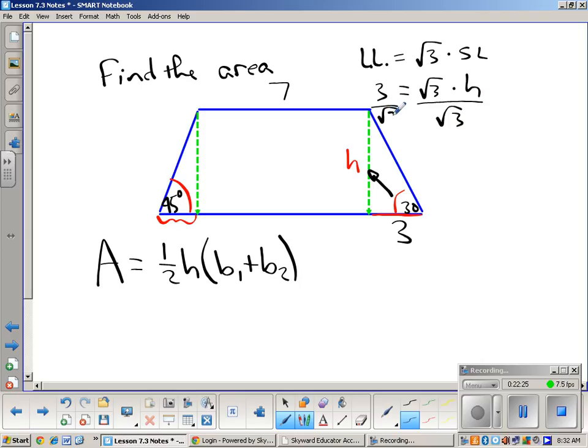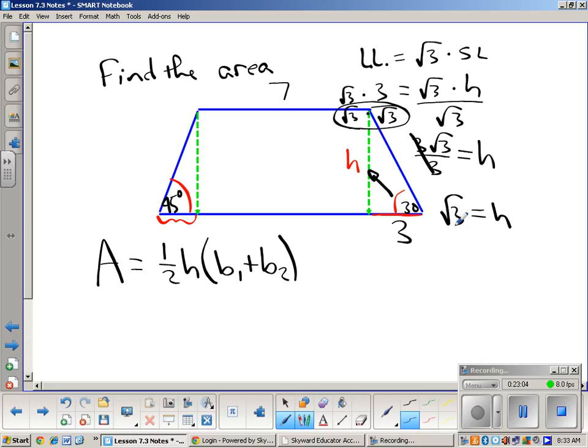Divide by square root of 3, right? So if I multiply top and bottom by square root of 3, then I can rationalize my denominator, correct? So on top I get 3 square root of 3, and on the bottom I get 3. Does anything reduce? Yeah, the 3's. So that means H is equal to the square root of 3. So H is the square root of 3. H is the short leg.